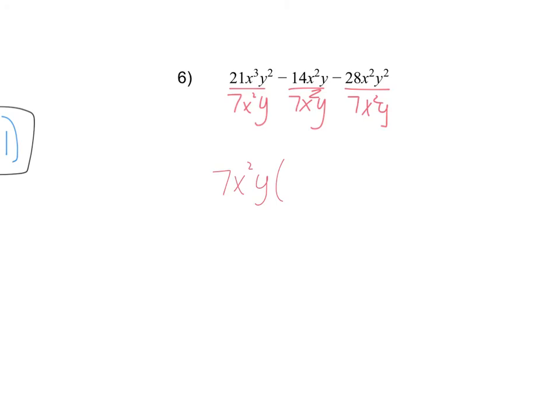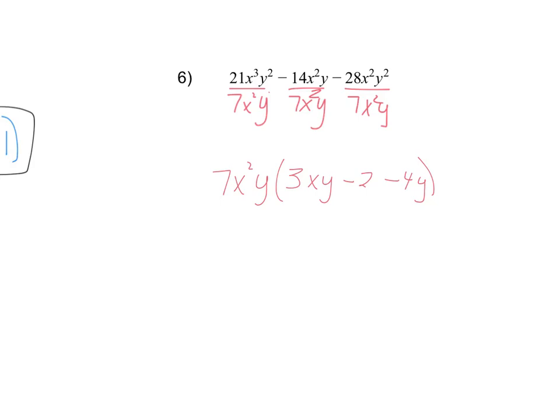That stays on the outside of the parentheses. And what's left inside is 3xy minus 2 minus 4y. Now I'll show you how you got all those. So hopefully the numbers make sense. 21 divided by 7 is just 3. X cubed over x squared becomes x to the first power, just x. Then y squared over y to the first just becomes y.